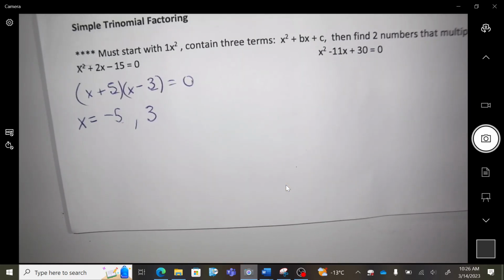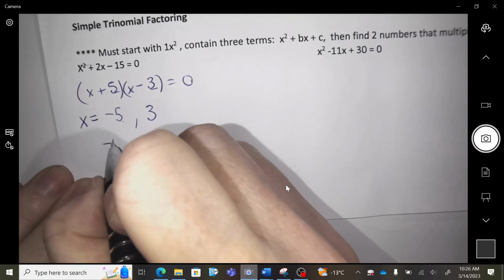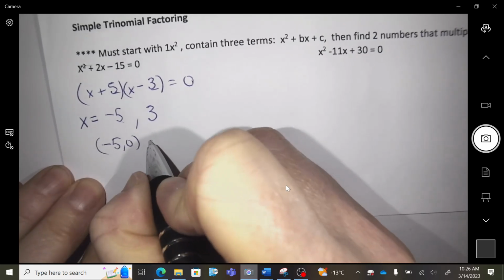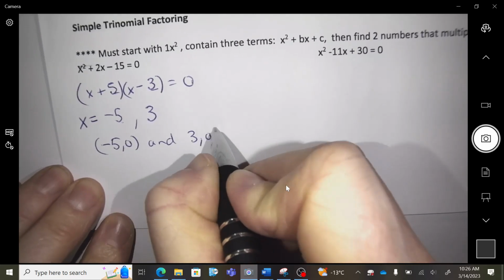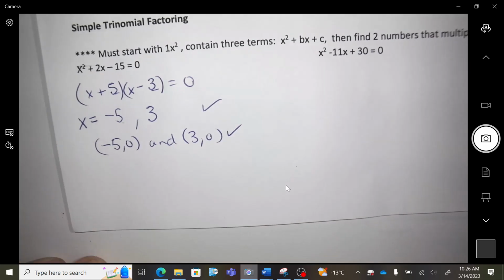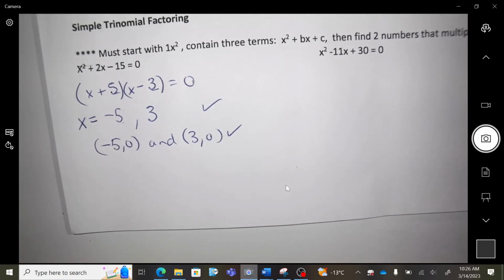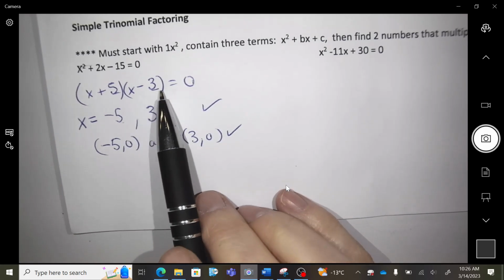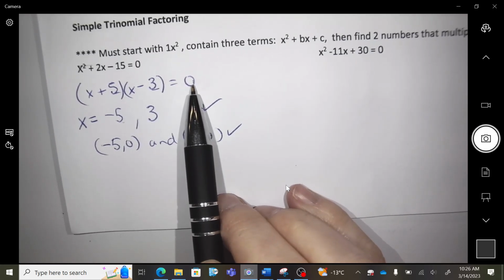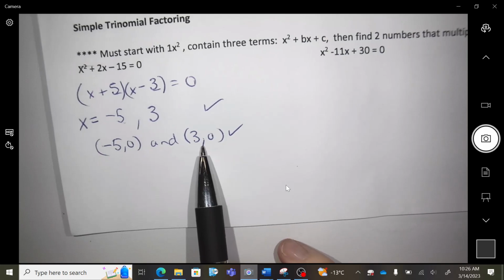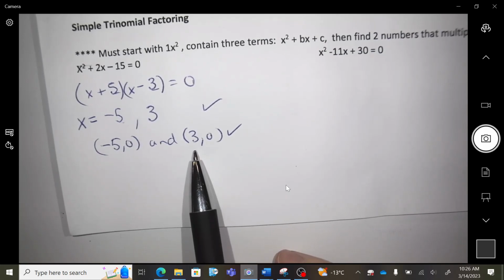Okay, this is how I write it. Another way to write it, if you wanted to write it as a coordinate, it technically would be this. This is correct, this is correct. Because it equals 0, which means the y is equal to 0. That's what's happening, right? These are my x-intercepts. The y is 0.